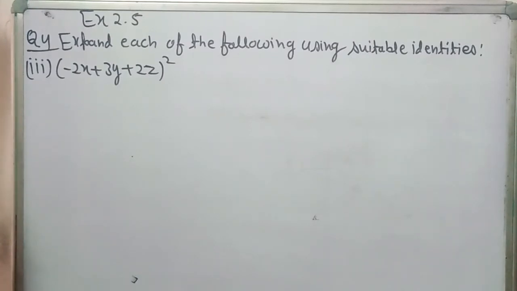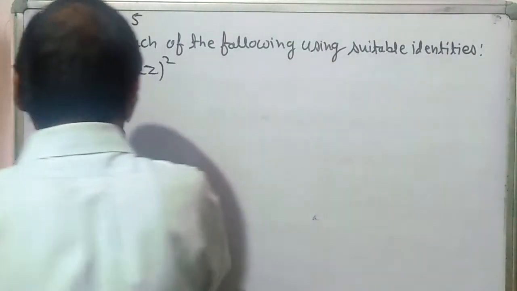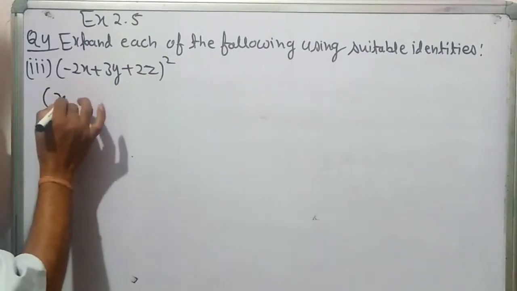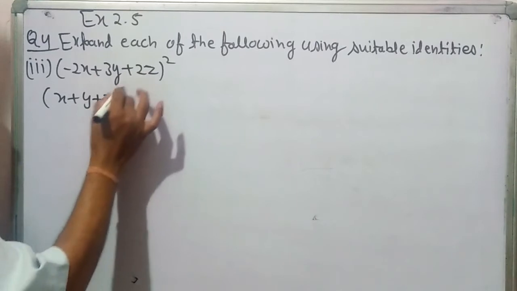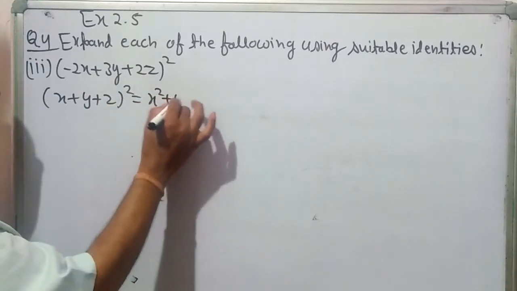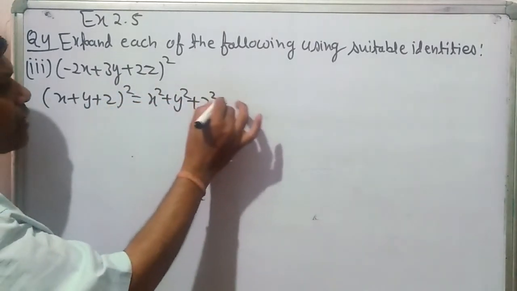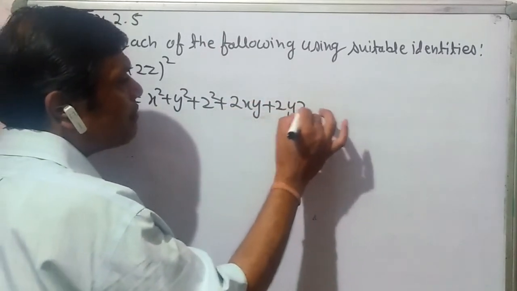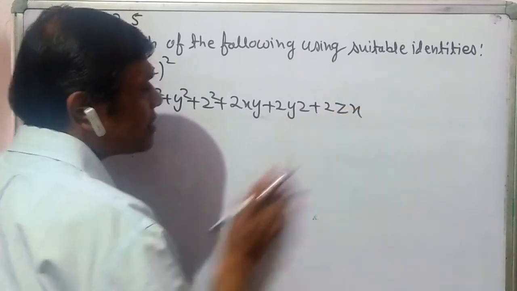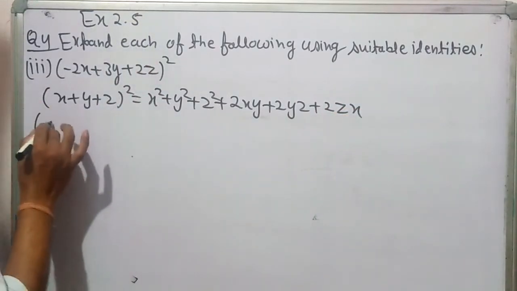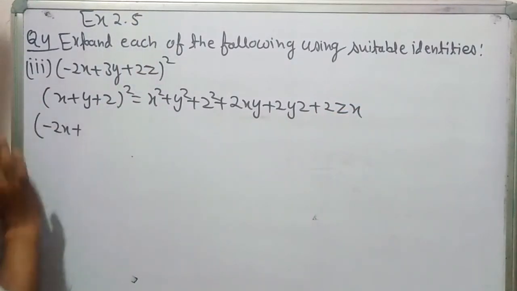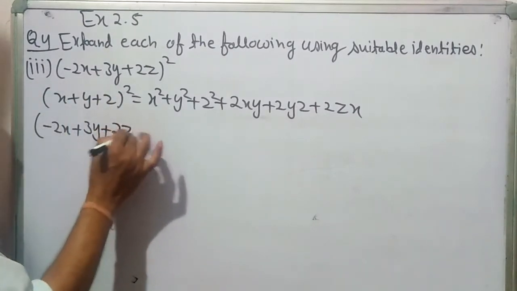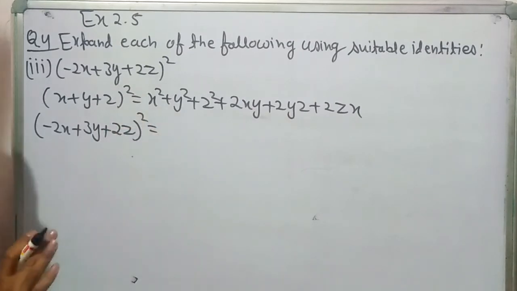Similarly, in part number 3, we have one negative term and the others are positive. We'll do it a little fast. We have (x + y + z) whole square. The identity is x square plus y square plus z square plus twice xy, twice yz and twice zx. What we have to do is, in place of x we have to use minus twice x, in place of y we have to use 3y, and in place of z we have to use twice z.